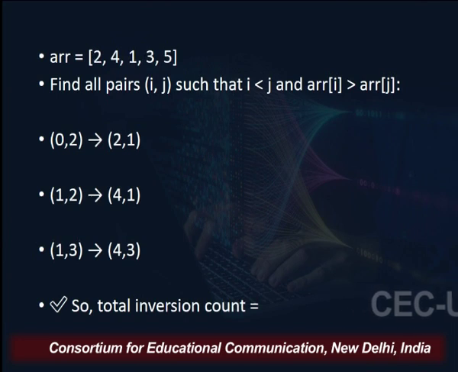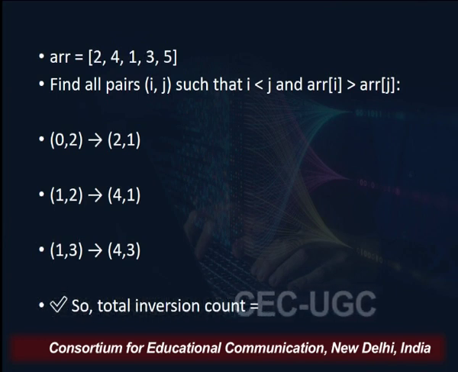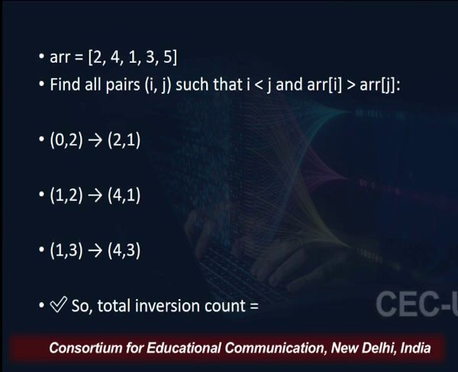Then between the elements at index 1 and 2, which are nothing but 4 and 1, these are also not arranged in the requisite manner, it should have been 1 and 4. So, for the elements 4 and 1, there is also an inversion. Then the elements at index 1 and index 3 are 4 and 3, so there is also an inversion.